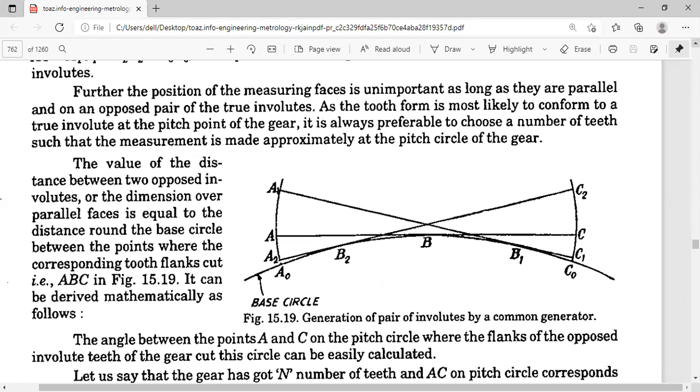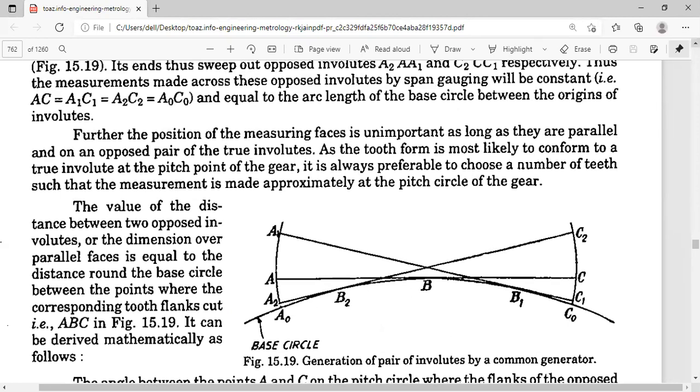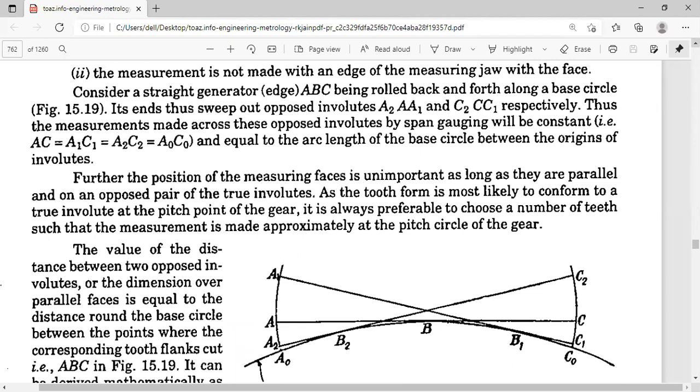So it will be the particular ABC, that is this one roller, you can say, the straight generator. It is an edge, rolled back along the base circle. But you try to see this figure. It will end up forming involutes. Involutes will be formed A2, A1 on either side of the base circle or either side of the gear tooth. The involutes will be forming opposed involutes. So A2, A1 and C2, C1.